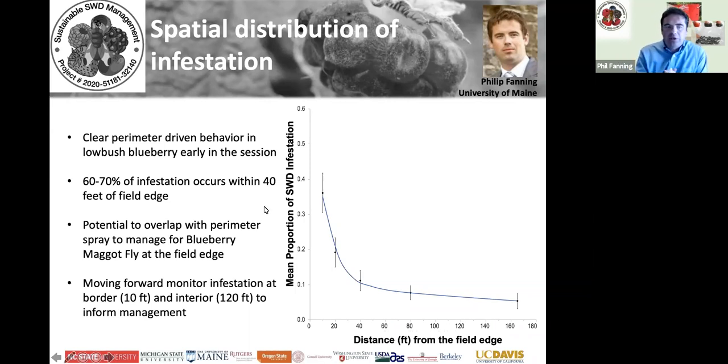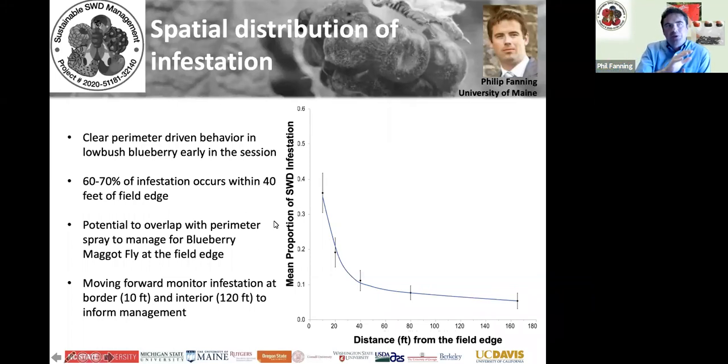So that's a real potential to overlap some of our management for blueberry maggot fly at the perimeter of the field and just focus on that at least earlier in the year. Moving forward, we're thinking of an approach where we will monitor infestation at 10 feet and at 120 feet into the interior of the field.